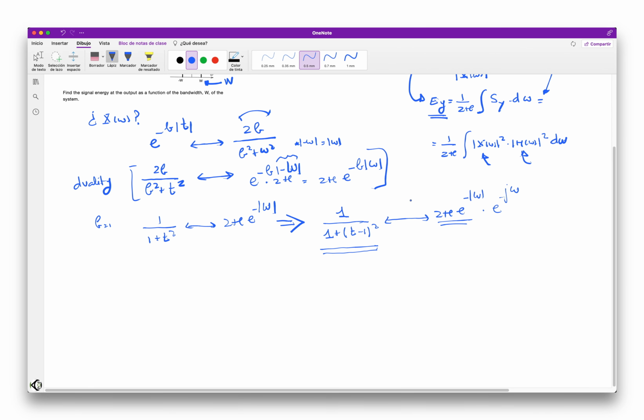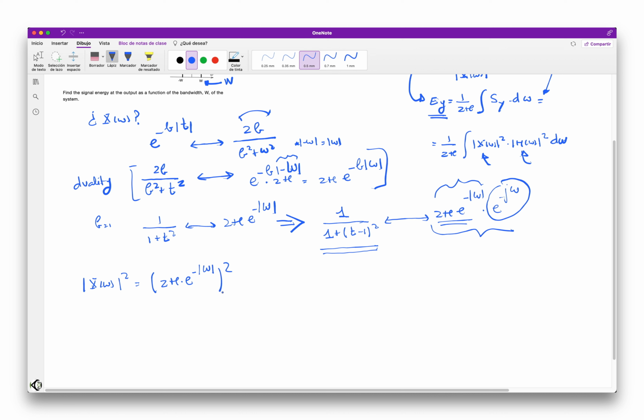But remember that what we are looking for is the modulus of the Fourier transform squared. So what is the modulus of this? Well, very easy. The modulus is this part here, because this is obviously a phase, an exponential with a phase minus omega. So in this case it will be just 2 pi times e to minus absolute value of omega, squared.